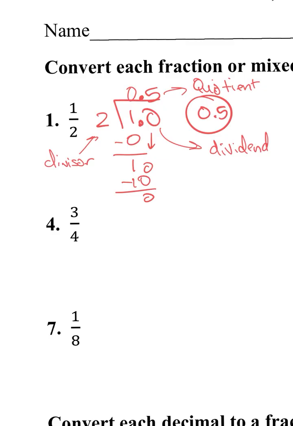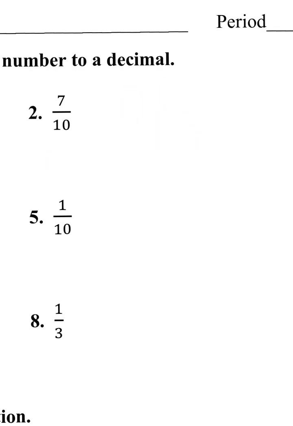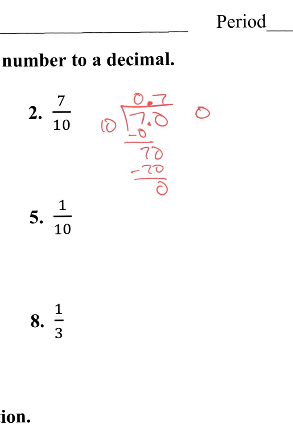Okay, number 2. On this one, we're going to take the numerator 7 and divide it by the denominator 10. Add a decimal point after the 7. Add a 0. Okay, 10 will go into 7 0 times. 0 times 10 is 0. Subtract those, I get 7, bring down the 0. 10 will go into 70 how many times? 7. And then put the decimal point, bring it up into the quotient. 7 times 10 is 70. Subtract those, and I get 0. So guess what my final answer is? 0.7.